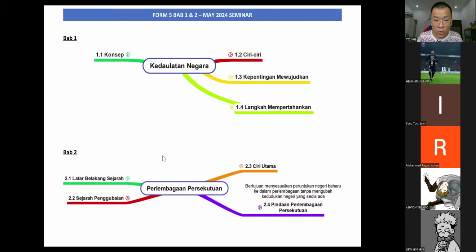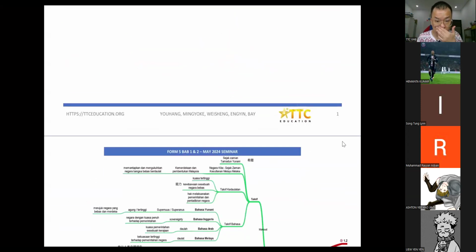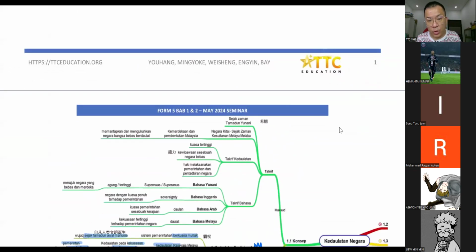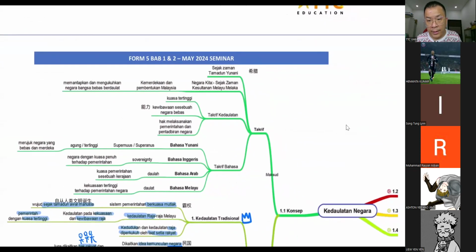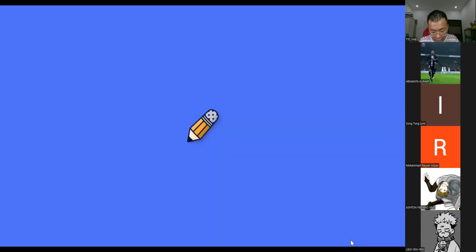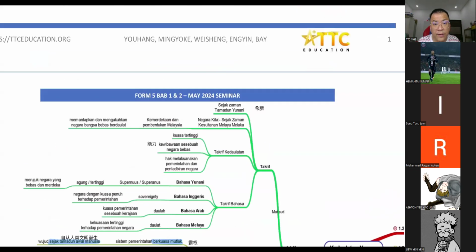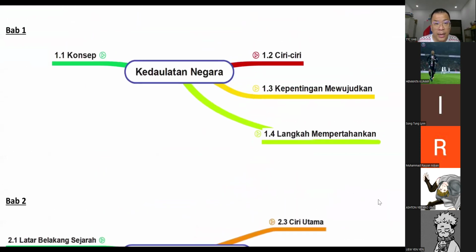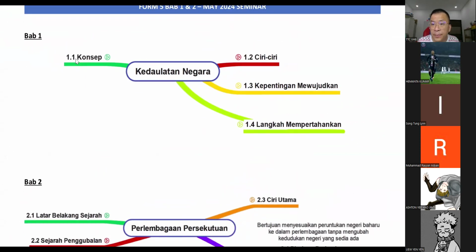Look at your notes, page number 2. Kedaulatan will have the definition. You learn about the definition, the concept, and the different characteristics of sovereignty. Why it is important to have sovereignty, and ways to protect our sovereignty.